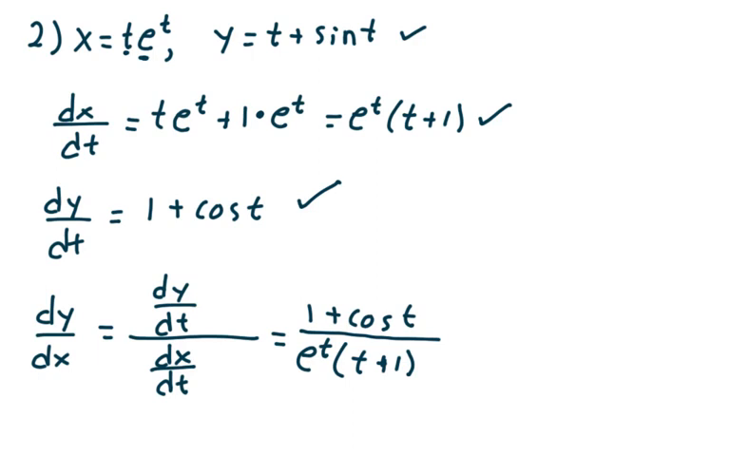dy/dx is equal to dy/dt divided by dx/dt. So this is equal to 1 plus cosine of t divided by e to the t times the quantity t plus 1. That's example 2.